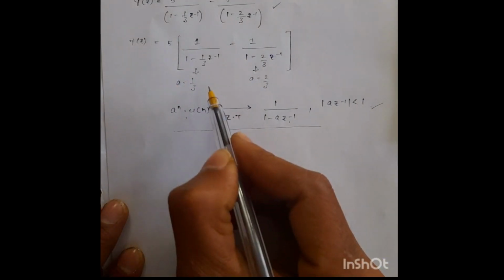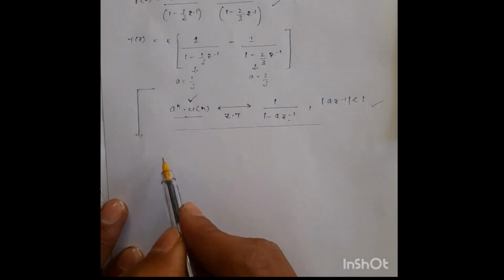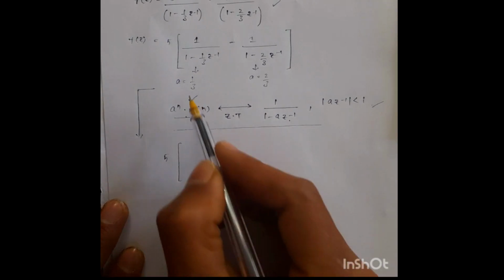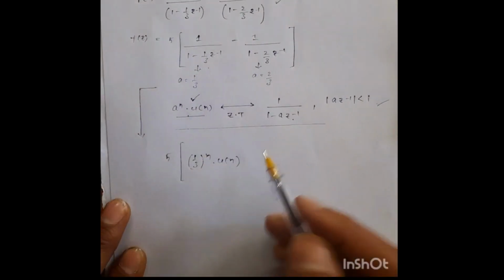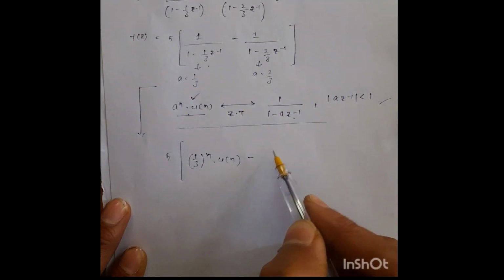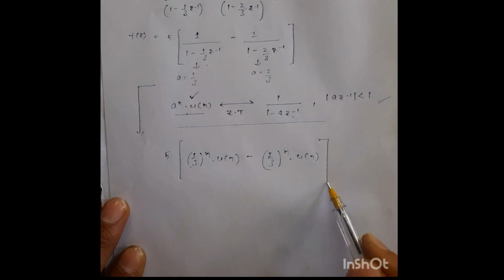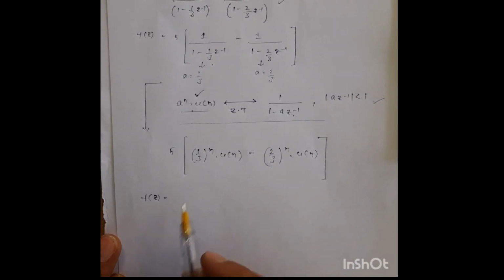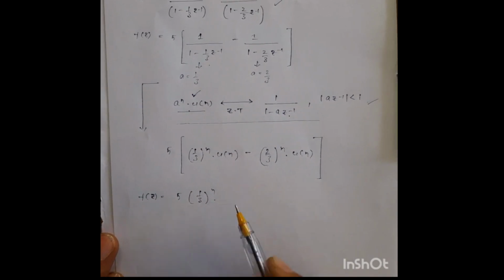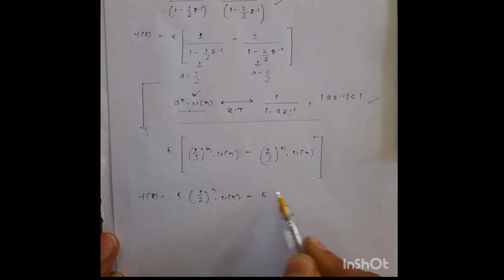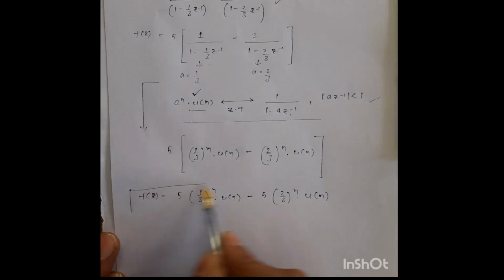Now you can write the final response y of z in terms of a power n into u of n format. 5 is multiplied common, right? What is a? 1 by 3 whole power n into u of n for this term, minus here, what is a? 2 by 3 whole power n into u of n. Now the final is just multiply: 5 into 1 by 3 whole power n into u of n minus 5 into 2 by 3 whole power n into u of n. See here, this is my answer.